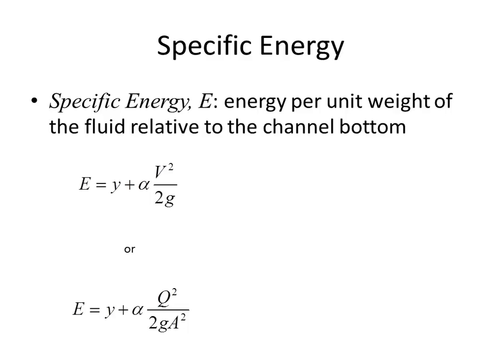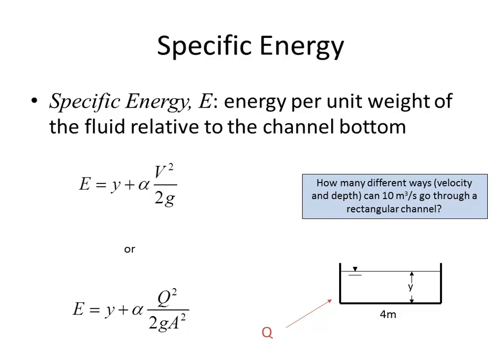And specific energy can be calculated either in terms of the velocity in the channel, if that's known. Sometimes we don't know the velocity, but we do know the flow rate and the total cross-sectional area. And so we can make that same substitution that we saw previously in the closed conduit part of the course. But consider some rectangular channel that's 4 meters wide, and there is 10 cubic meters per second that needs to go through that channel.